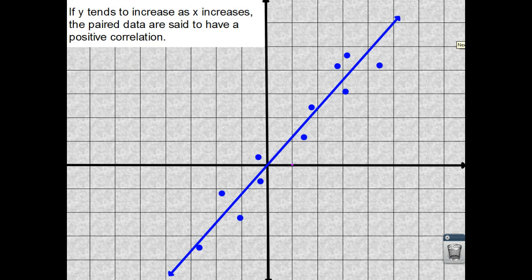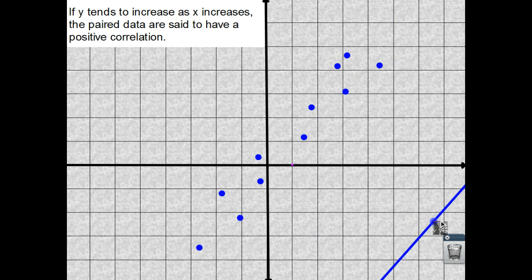So the first one you see here, if I were to take away the line and just look at all of the ordered pairs, all of your X, Ys, we see a pattern going from the lower left to the upper right. And if you were to just picture that as a line, you would see that it has what we call a positive correlation. So what it says in the box up here, if all your Y values tend to increase as X increases, then the paired data are said to have a positive correlation. Or in other words, we have a positive slope to this line.